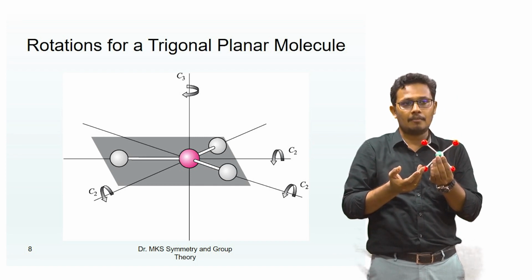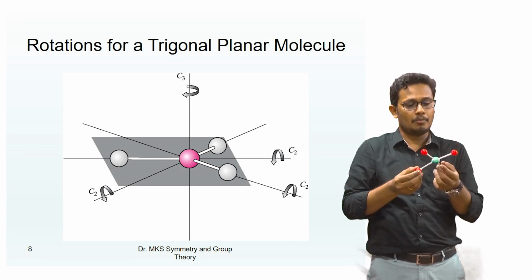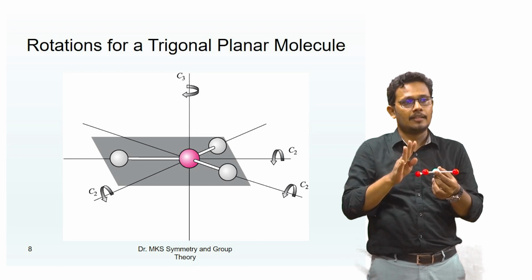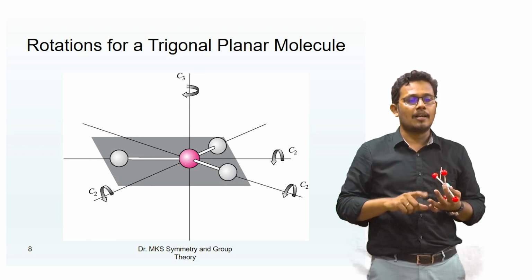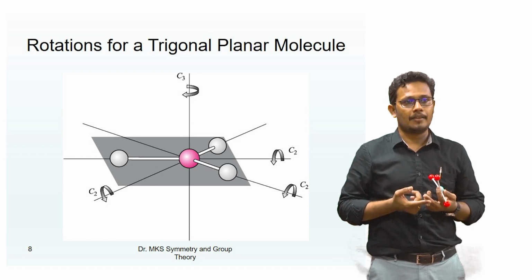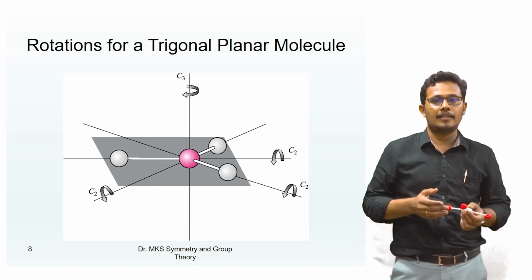Okay, the dihedral plane. I think you got the information about the planes of symmetry in these three types. One is sigma v, another is sigma h, and another is sigma d. Okay, this indicates the planes of symmetry.